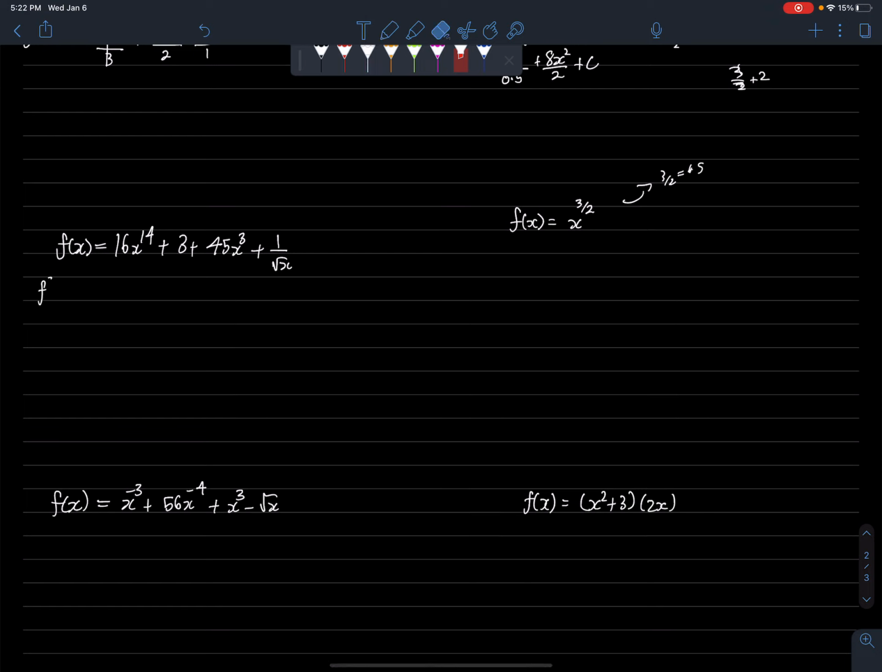Now this one, I keep putting f prime, f of x dx. Okay, so 16x to the 14, it's going to be 16 over 15, which is just n plus 1, and x to the 15. So we got a plus 3. That's just going to be plus 3x, because when we see a plus 3, we just imagine this, right? Because x to the 0 is just equal to 1, right? So plus 45 over 4, x to the 4.